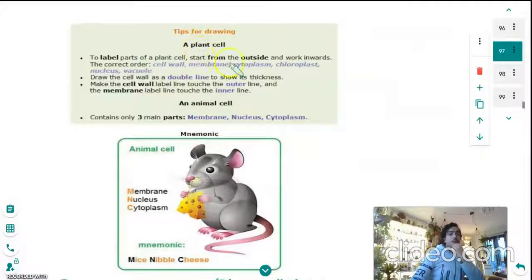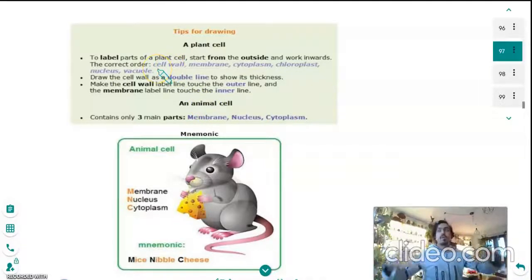So tips for drawing: always start from the outside and work inward. Sorry, the line is not straight, but don't worry about it. Okay, so from the outside it's the cell wall, which is another extra wall around your house, like your fence. If you think you live in a house, the fence is kind of like the barricade. It's like the cell wall. The wall of your house is the cell membrane, and then all the parts and rooms are different structures. Then we have cytoplasm, chloroplast, nucleus, and vacuole for a plant cell.